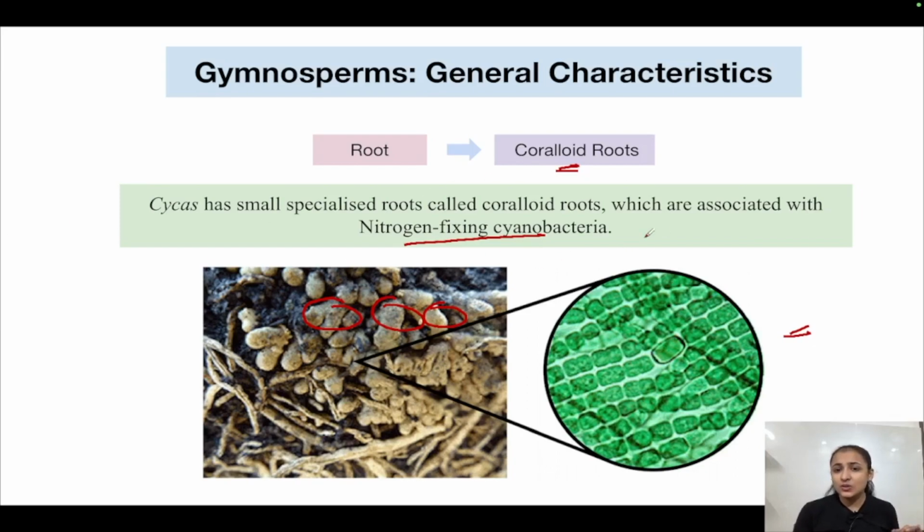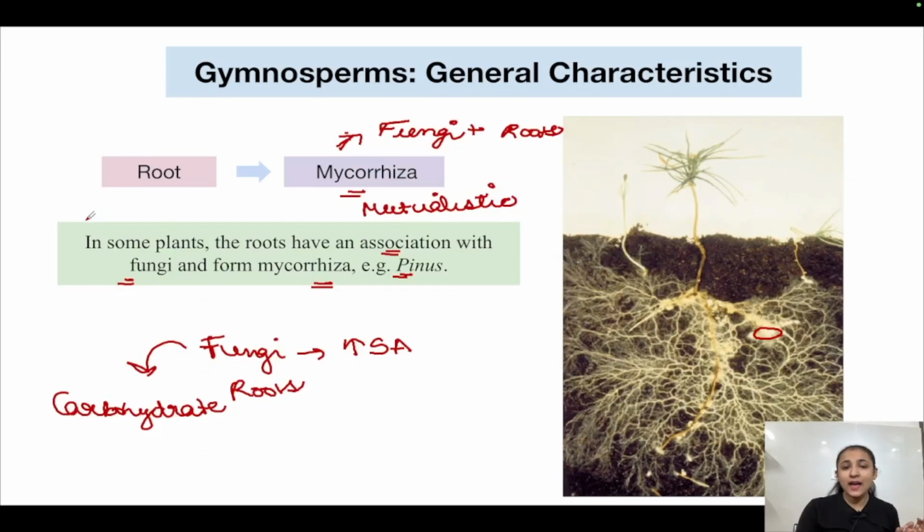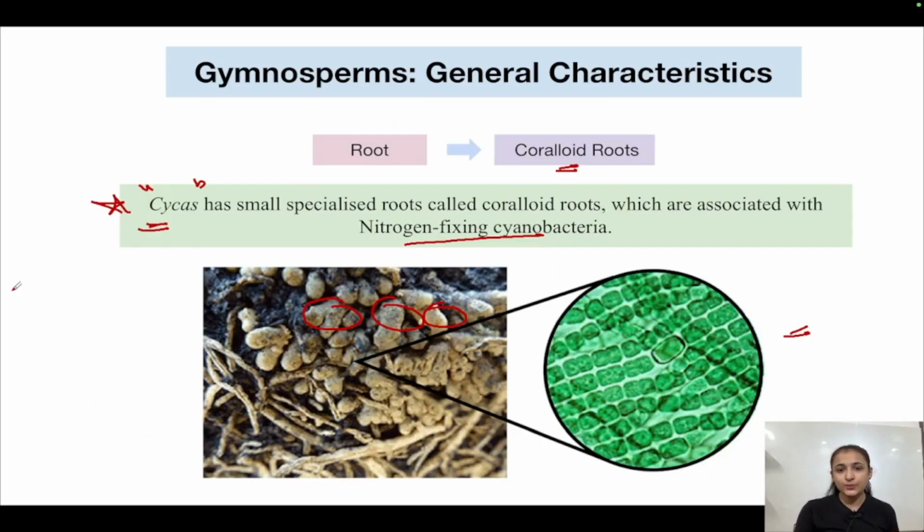These coralloid roots are present in cycas. So cycas is one of the important examples in which coralloid roots are seen. Please remember this point, and also the point regarding mycorrhiza. Both of these are very important from the NEET point of view.